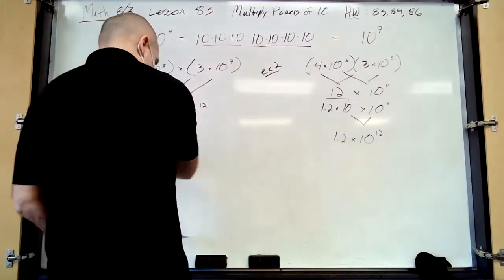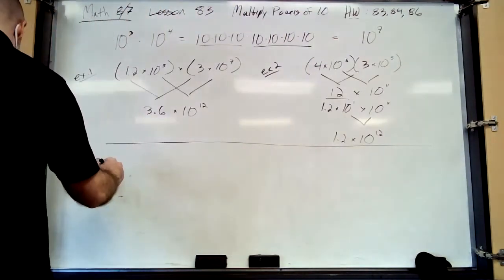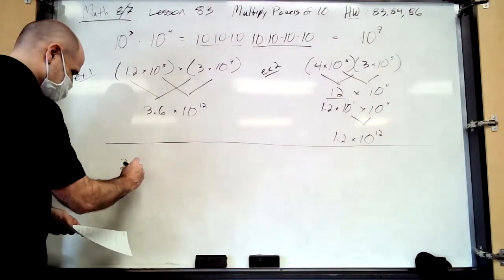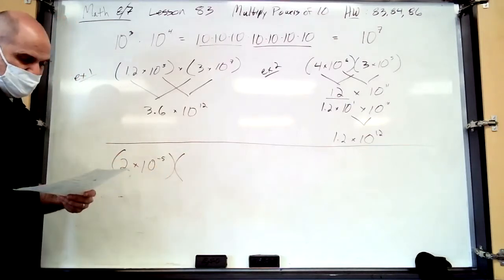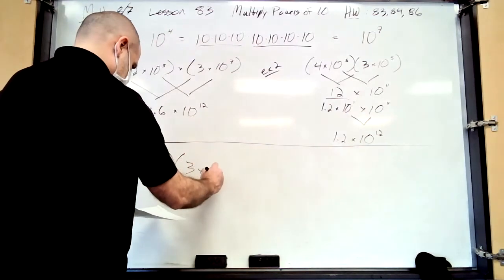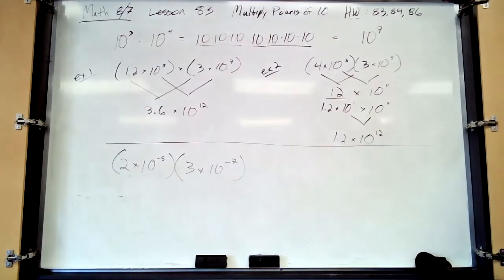Let's do example 3. See if you guys can do this on your own. This one is worth a free problem set. So 2 times 10 to the negative 5th times 3 times 10 to the negative 7th. If you get this right first, you got it. Write it down on paper if you got it.